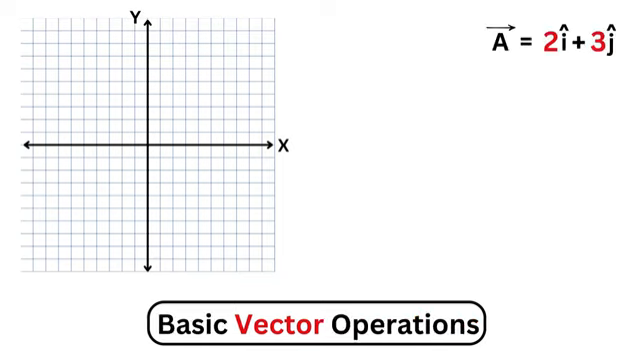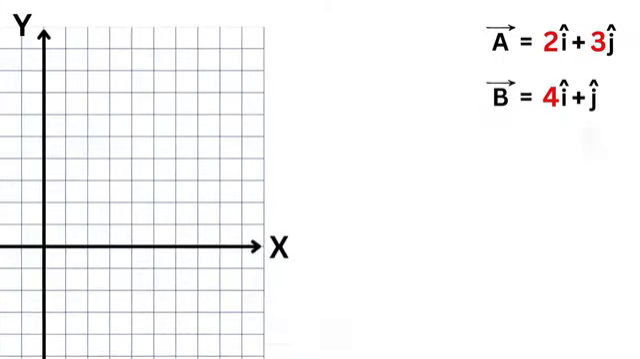Assume you want to add 2 vectors A and B like this. A equals 2i hat plus 3j hat, and B equals 4i hat plus j hat. Note that instead of writing 1j hat, we simply write j hat. Now imagine you walk 2 steps right and 3 steps up. This is one vector, which you can see is vector A, shown with this blue arrow. Then, from this point, you walk 4 steps right and 1 step up. This is vector B, shown with this red arrow.